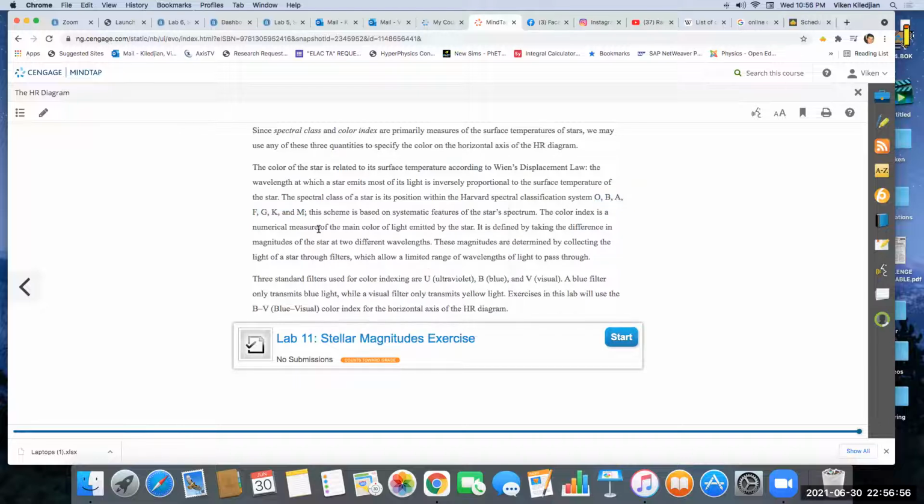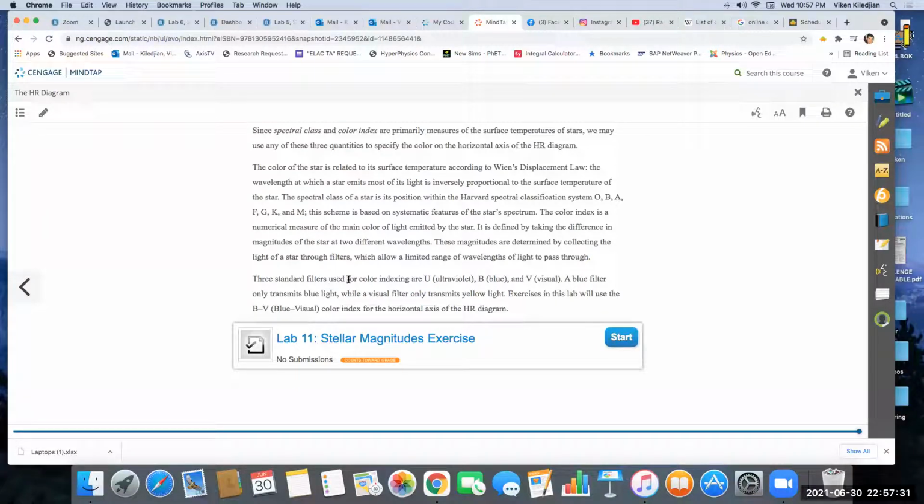The color index is a numerical measure of the main color of light emitted by the star. It is defined by taking the difference in the magnitudes of the star at two different wavelengths. These magnitudes are determined by collecting the light of a star through filters, which allow a limited range of wavelengths of light to pass through. That's why it's called the B-V color index: you use a blue filter and a visual filter, and then you determine how bright the star appears.